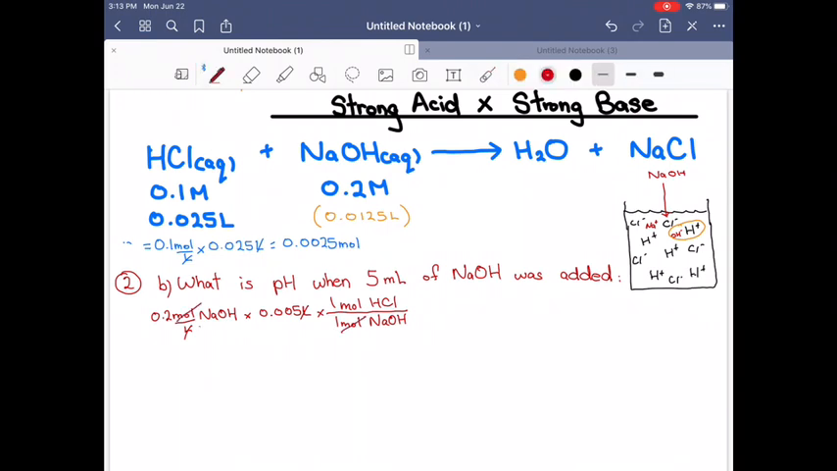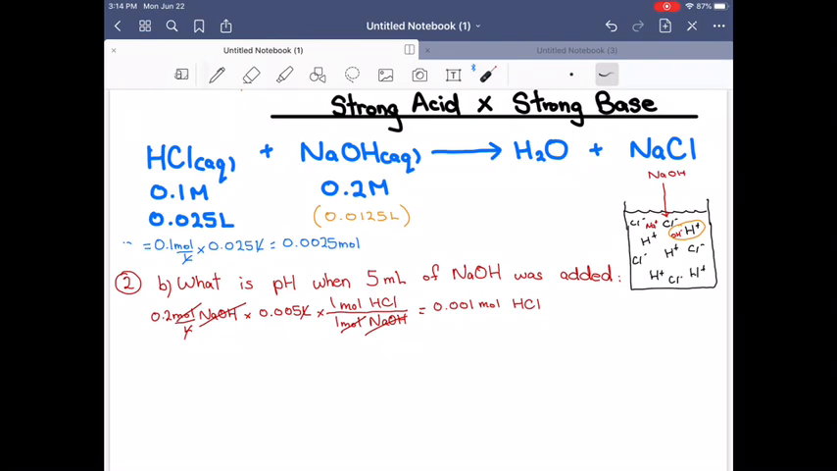Mole and mole cancel, NaOH and NaOH cancel, and your answer is going to be 0.001 mole of HCl. Okay, so let me reiterate what I just said. With 5 milliliters of NaOH at 0.2 molarity, it will react 0.001 mole of HCl. So this amount of HCl is going to be reacted to make water.